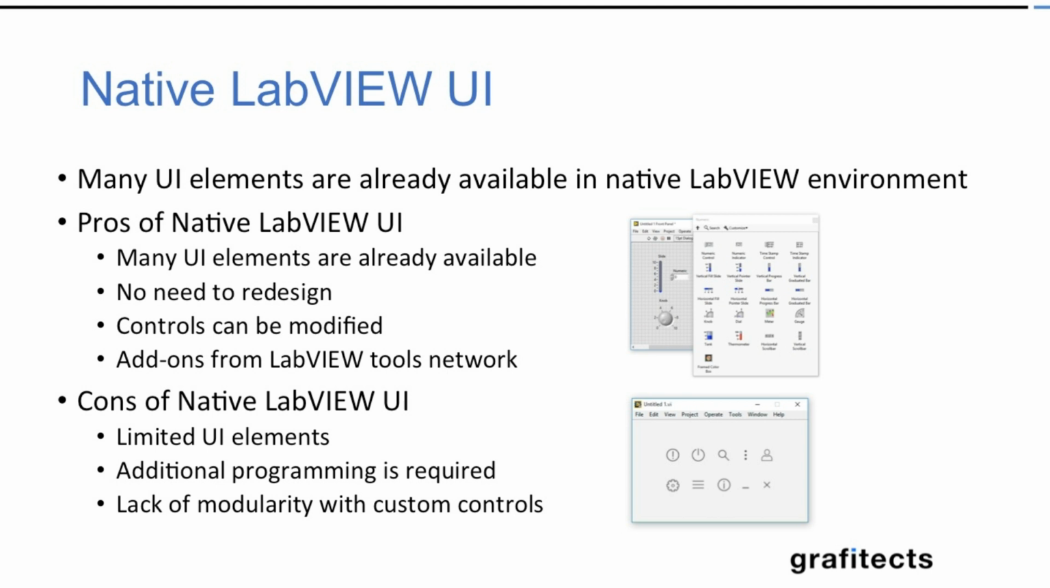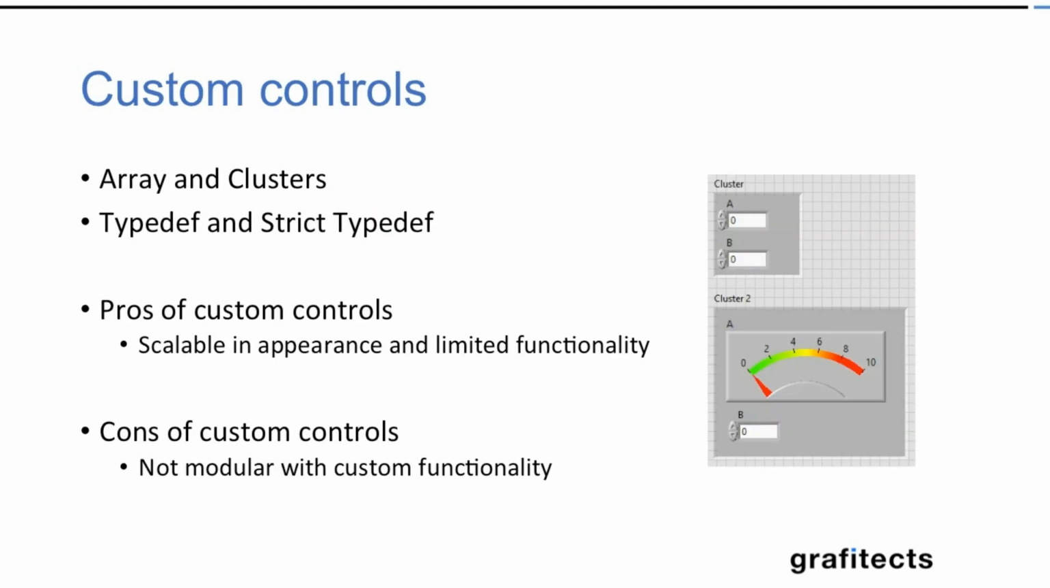The advantages are you don't need to redesign, you can modify the controls, and if it is missing, you can also add from the LabVIEW Tools Network. But the limitation of the native UI elements is there are limited UI elements and you need to do additional programming every time you use the control. It has a lack of modularity, and we'll be discussing what we mean by that in the following sections.